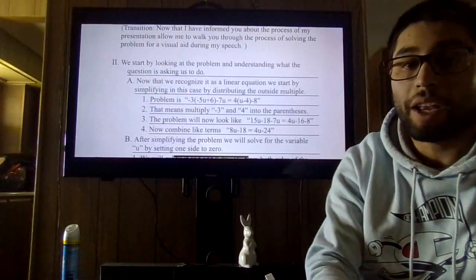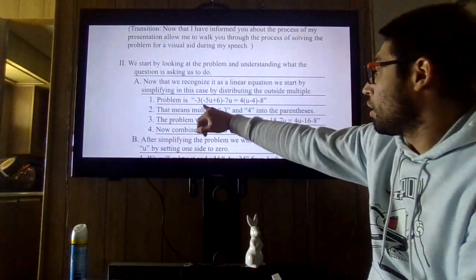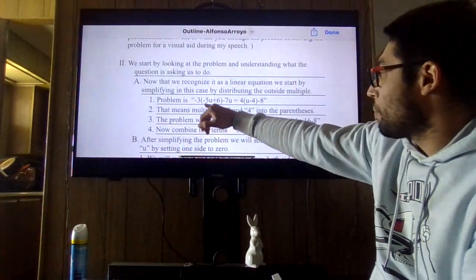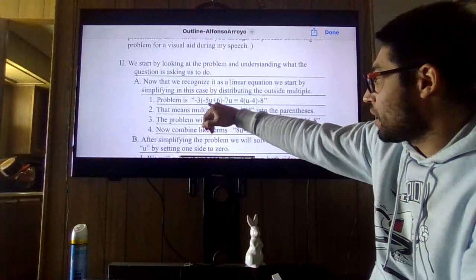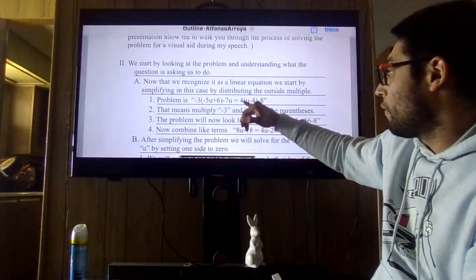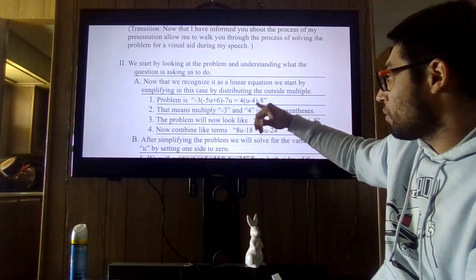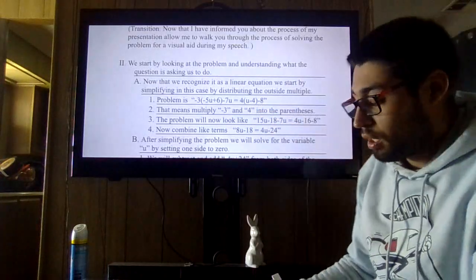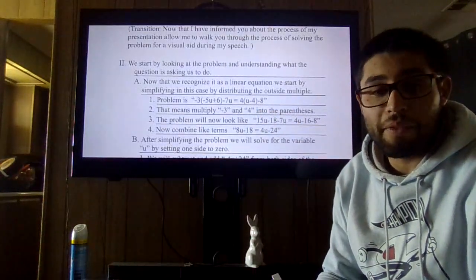So the problem is right here. The linear equation that we see is minus 3 times minus 5u plus 6 minus 7u equals 4 times u minus 4 minus 8. So our first step is to simplify the equation.